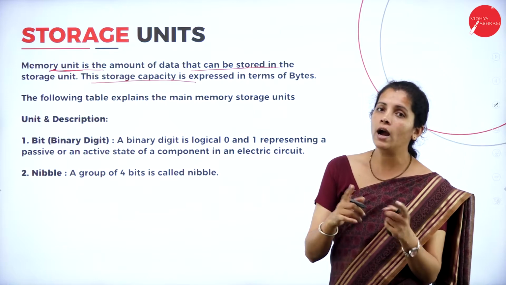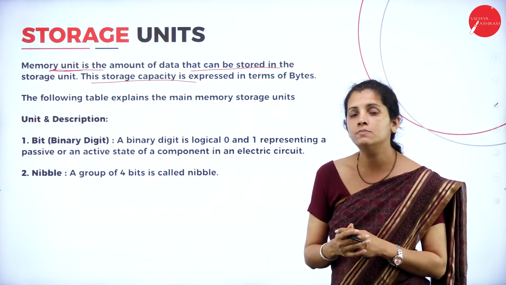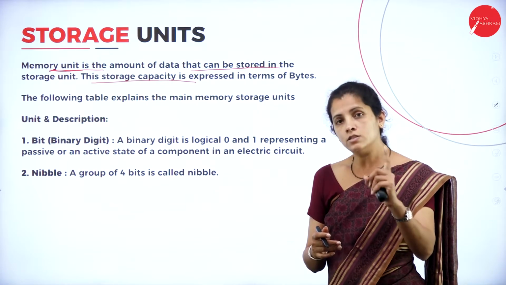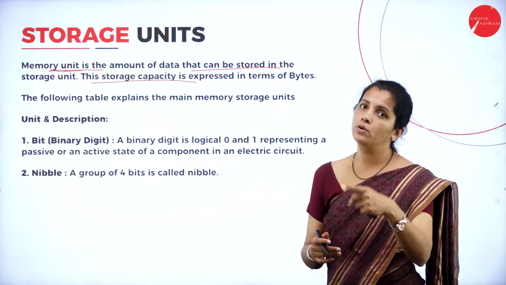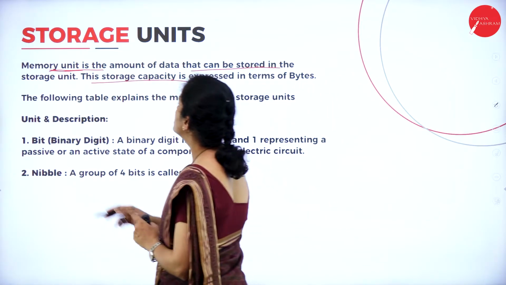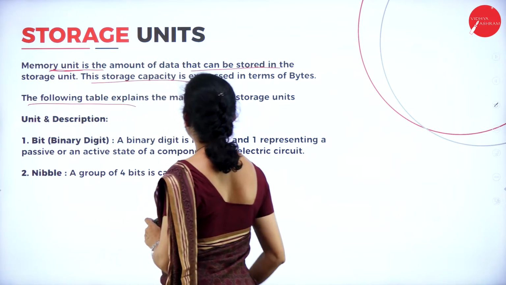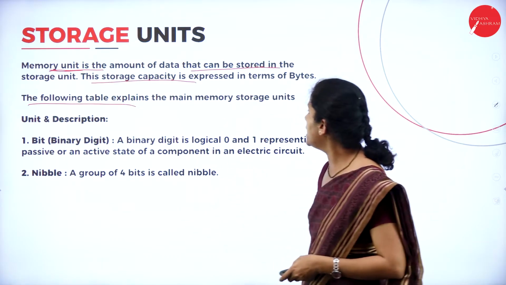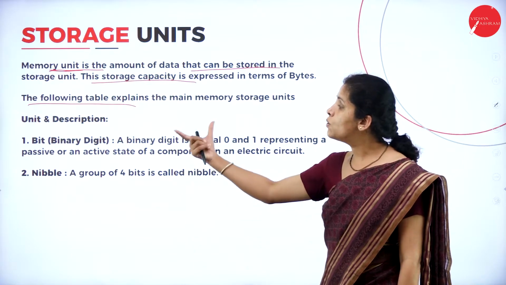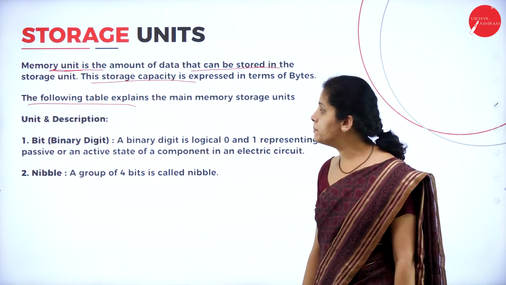So here 0 and 1 together are known as a bit. That means 1 bit indicates 0 or 1. I can have 0 or I can have 1. So here the following table explains the main memory storage unit. This is the storage unit of a main memory.